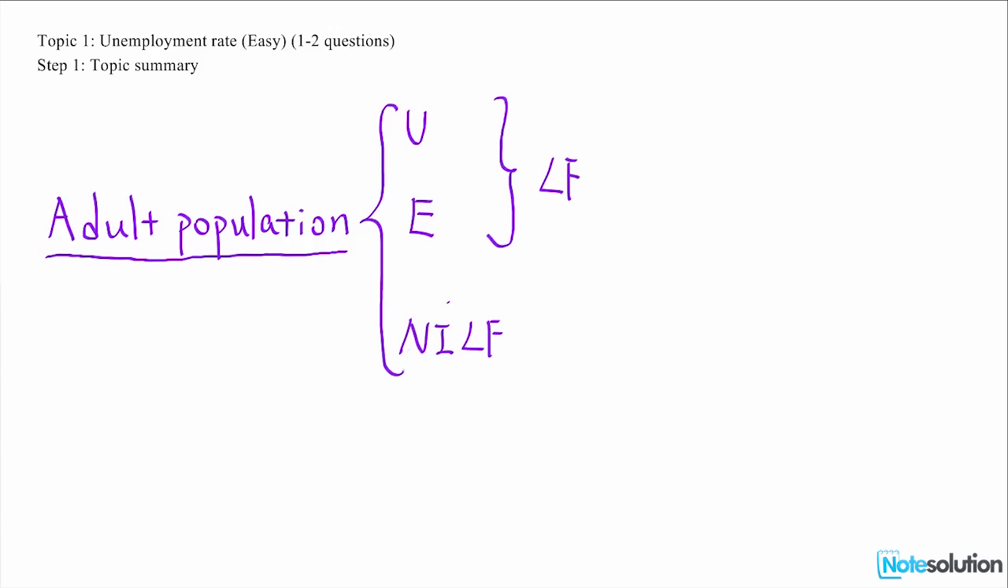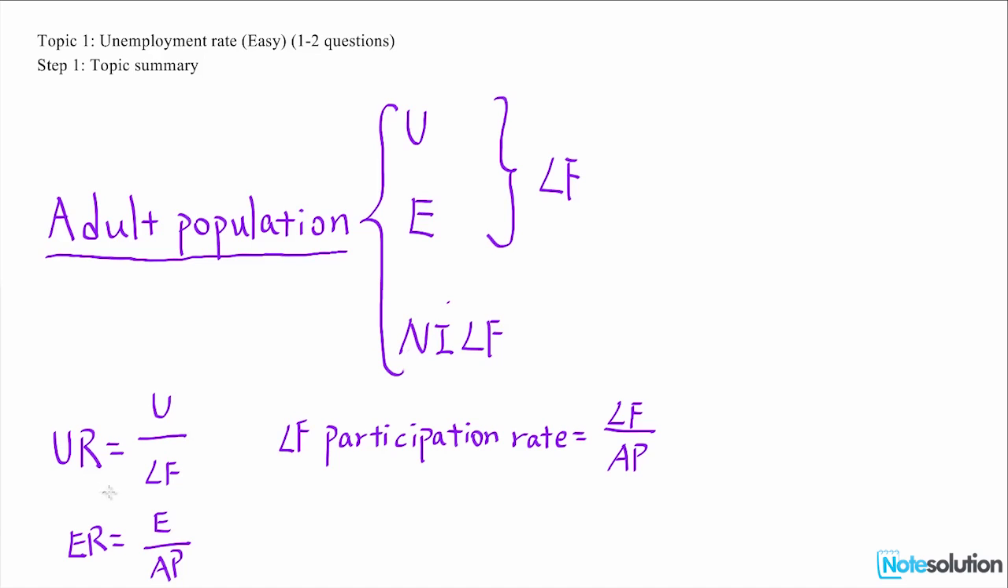For the calculation part, there are actually only 3 ratios. The first one is the unemployment rate, which is the unemployed worker number divided by the labor force number, which is here, maybe more visual to you, the unemployed worker number divided by the labor force.